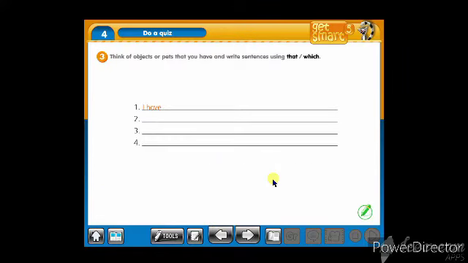Now let's use our own creativity. Why don't we talk about objects or pets that we have at home? This is your own production, okay? What can you say? For example, I have a black cat which or that sleeps a lot. Or you can talk about your PCs, your computers, your cell phones, your cars, your toys, whatever you want.